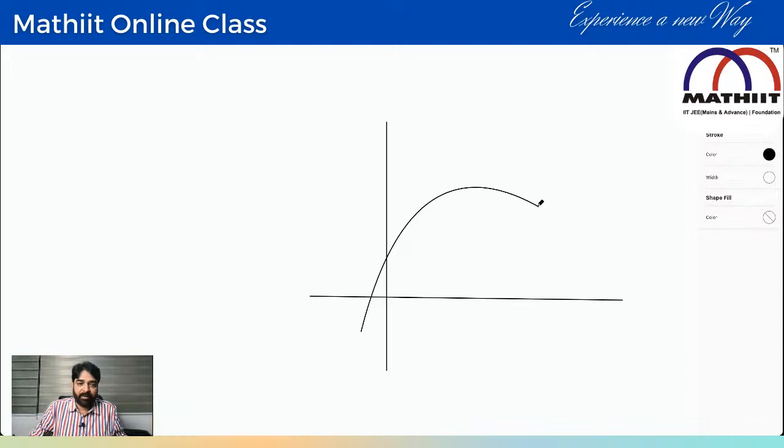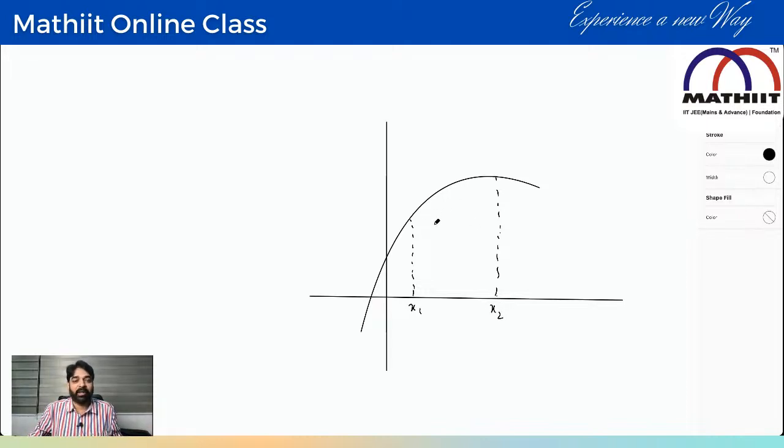Some kind of graph I'm trying to draw. Watch it carefully. Don't worry, where is the differentiation? It will come. It will not come immediately. Otherwise, you will simply learn the formula if I don't tell you the real meaning. Suppose this is the curve y equal to f(x). Imagine. And this is x1, this is x2. At x1, suppose the value is this one, y1. And at x2, the value is y2.